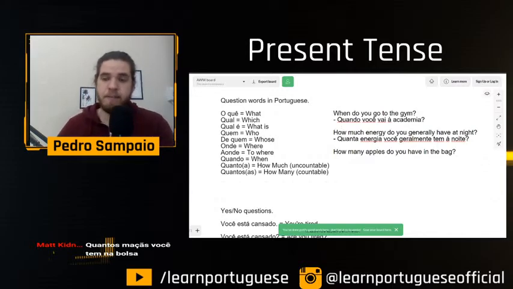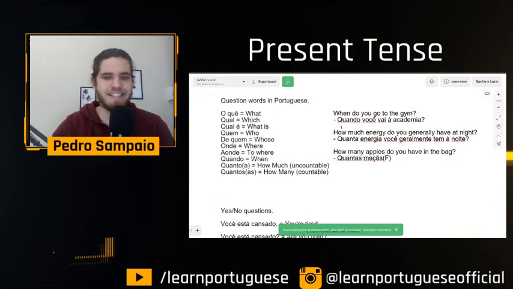Right, and it's the same thing with the maçãs. Maçãs is also feminine. So we need to use quantas. As I said, maçãs, feminine. So that would be quantas maçãs você tem na bolsa?